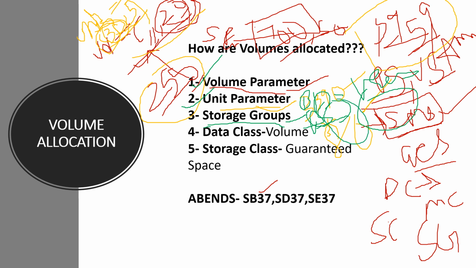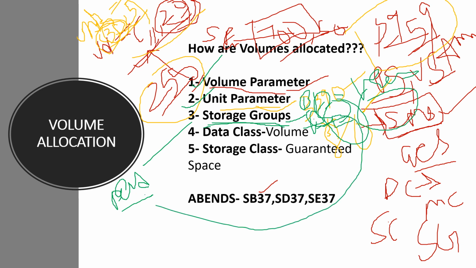Suppose you are creating a data set with a high level qualifier, and that data set should go into this storage group. If this storage group has 20 volumes, then this data set can allocate all these 20 volumes according to the requirement.